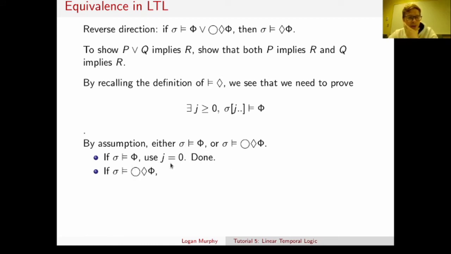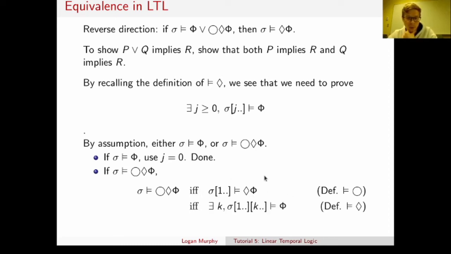If it's the other case, and this is going to look like the mirror image of our forward direction, of course, we can unwrap the satisfaction relation for the next operator. So now our premise is telling us that sigma 1 satisfies eventually phi. Doing the same thing with the eventually operator says that there exists some k such that sigma 1 and then k after that satisfies phi, right? And now, of course, we know how to construct our J. Our J is going to be just k plus 1, because that's telling us that the k plus 1 index of sigma satisfies phi. And then we're done.